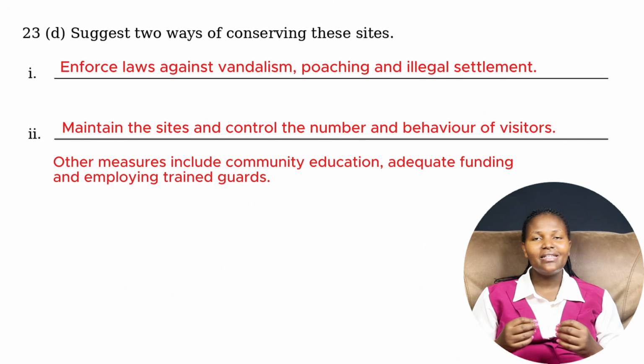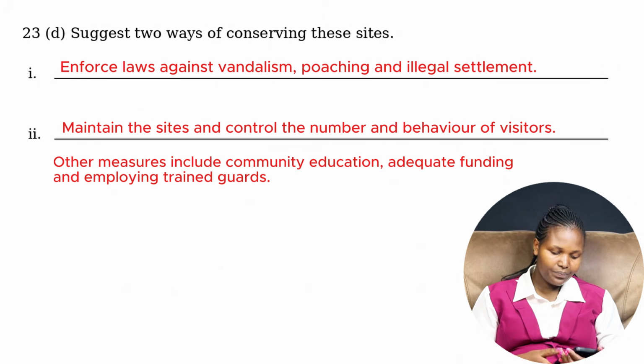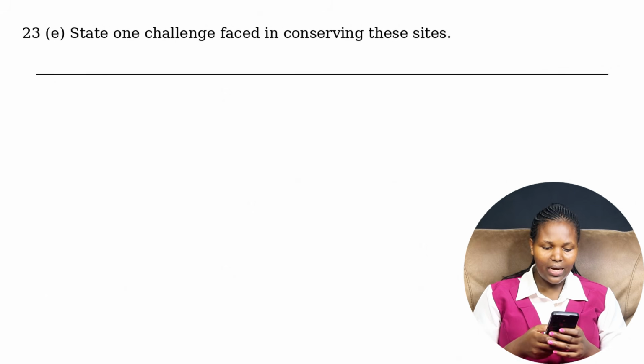sites. So any answer that you come up with and it is reasonable, that is going to help in the conservation of these sites, should be correct. You can talk about funding, you can talk about controlling the number and the behavior of people getting there. You can talk about enforcing laws that are going to prevent illegal vandalism, poaching, and all that, things that destroy those sites. Then let us go to E, the last question in question 23.